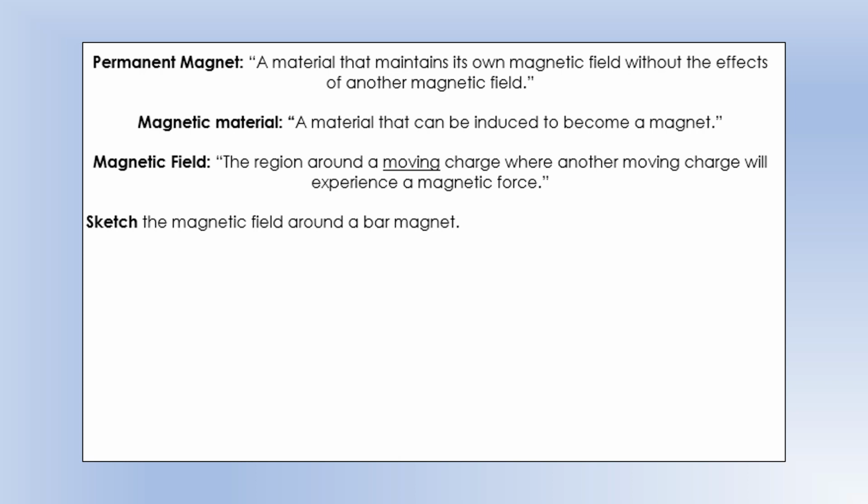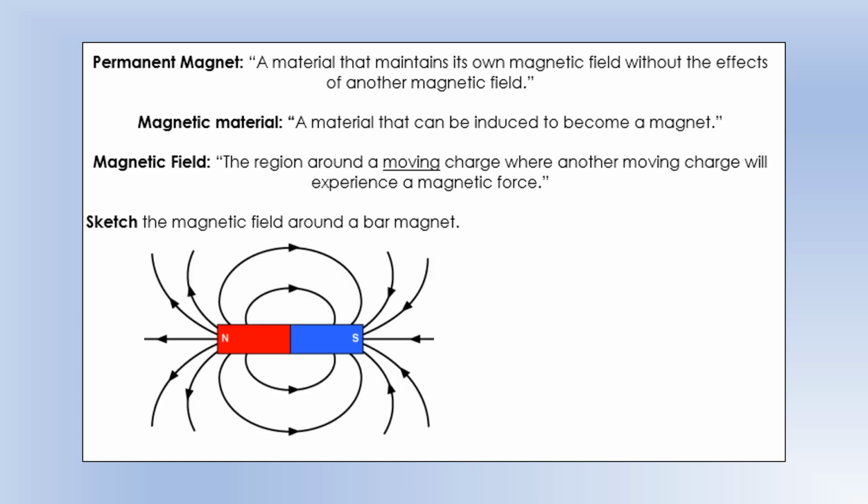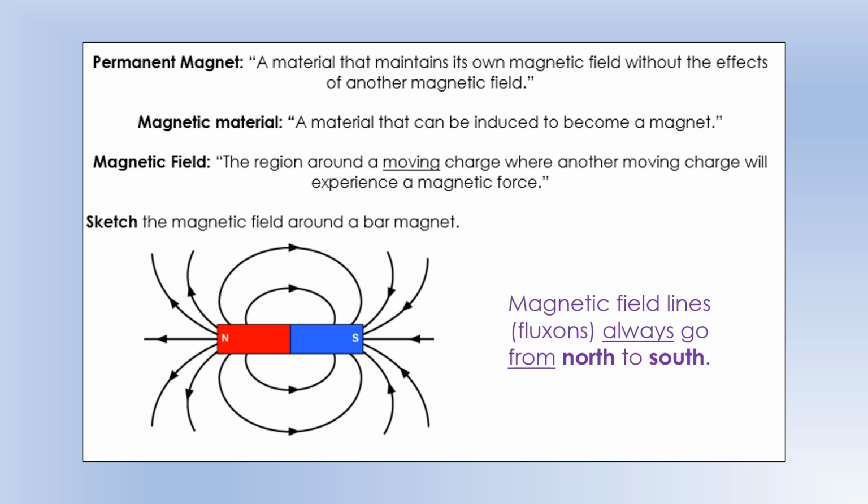The first one, we'll take a look at a bar magnet. You may well have seen these before. We draw a field that looks a little bit like this. In terms of putting the arrows on these diagrams, the field lines, which are sometimes called fluxons or flux lines, always go from north to south. That's how we determine the direction of the arrows.